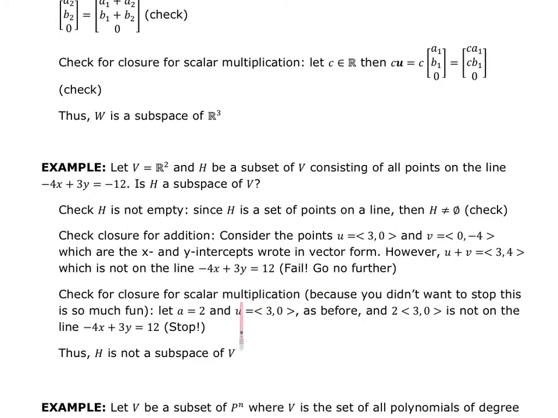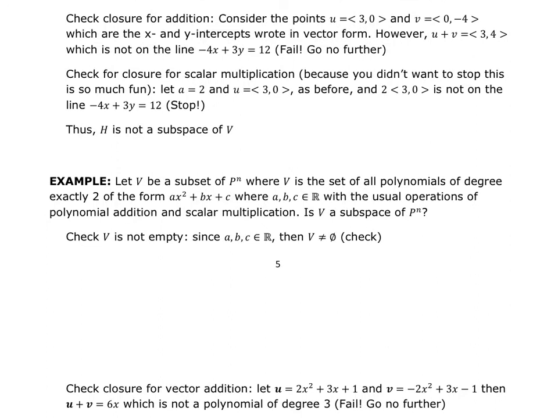However, because this is so much fun, let's check scalar multiplication. Let alpha be 2, a real number, and u be (3, 0) as defined before, a vector whose tip is on this line. When I multiply 2 by u, I get (6, 0), which is not on that line. So now I'm definitely going to stop, and H is not a subspace of V. It may be a subset, but it is not a subspace of V.